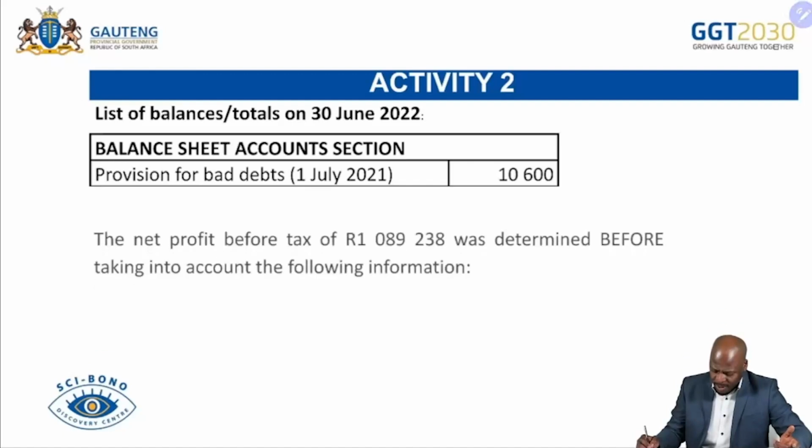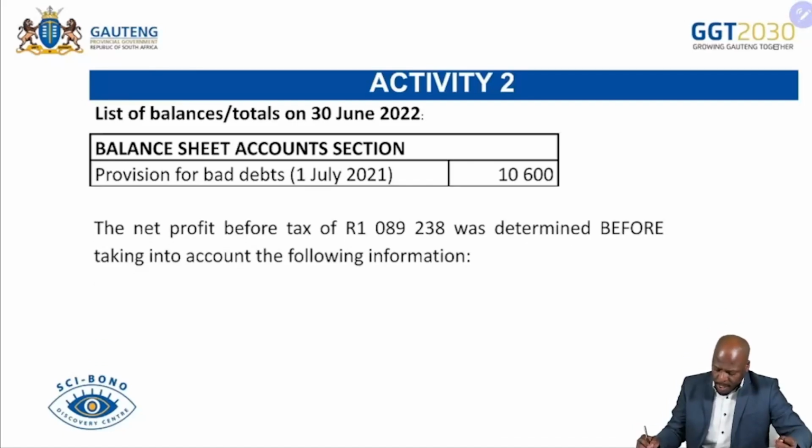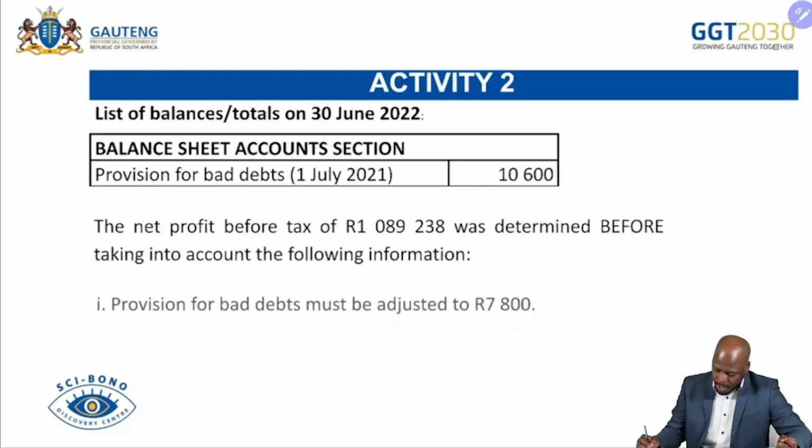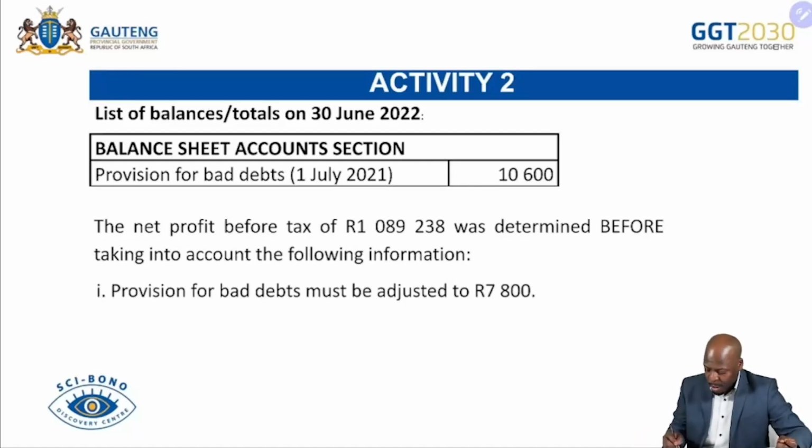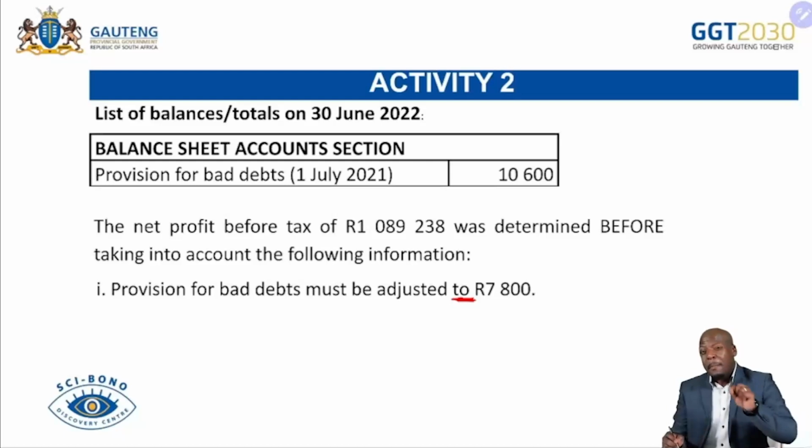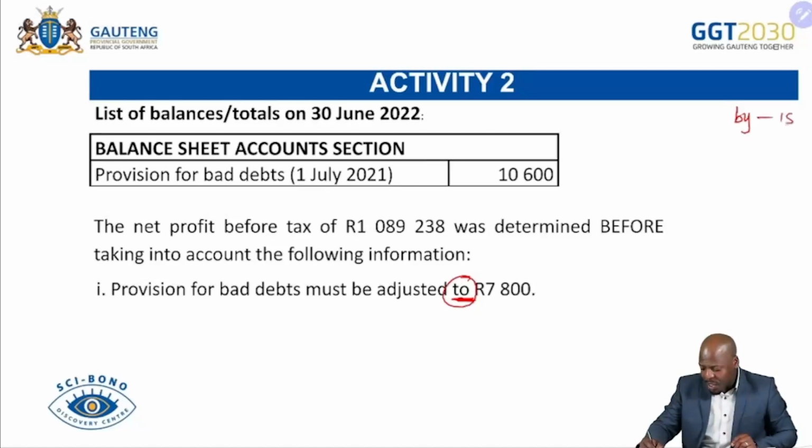Let's hear what is given again. The net profit before tax is 1,089,238, determined before taking into account the following information. All right. And then provision for bad debts must be adjusted to. Okay. So remember in the first paper that we did, in the Eastern Cape paper, they brought provision for bad debts must be, you remember, it must be increased by. But here they are now saying to. You see that? And then what we did, that by, we simply took it to the income statement.